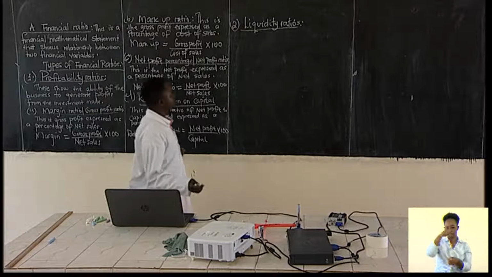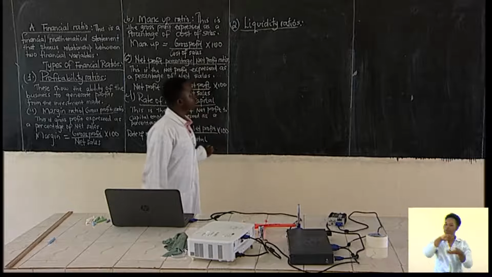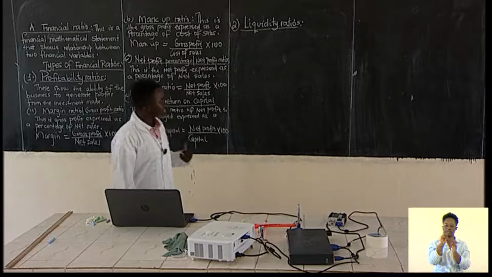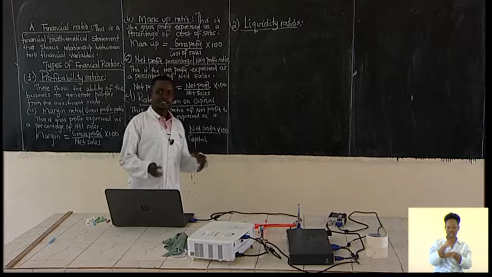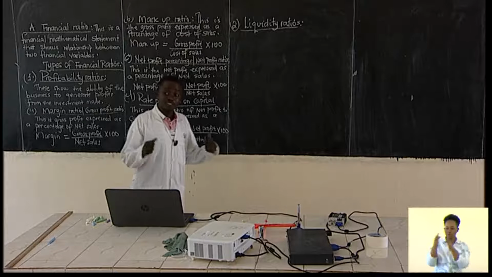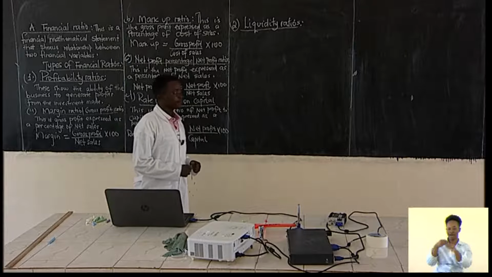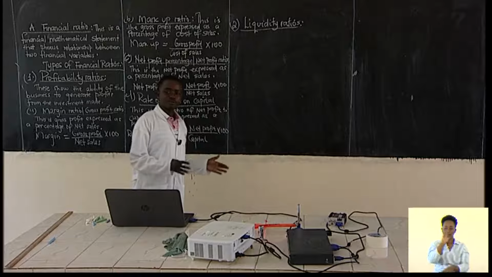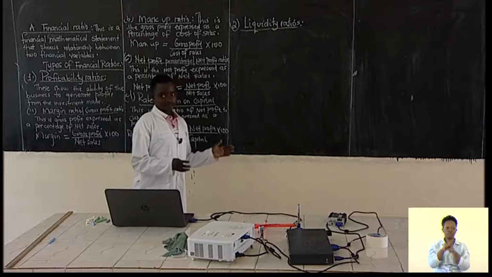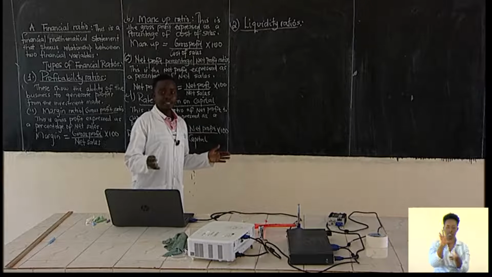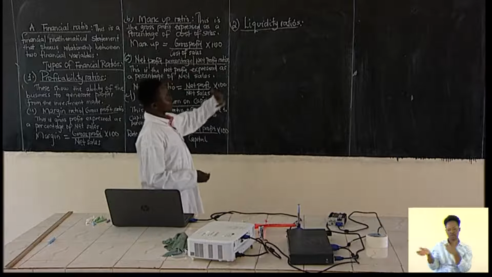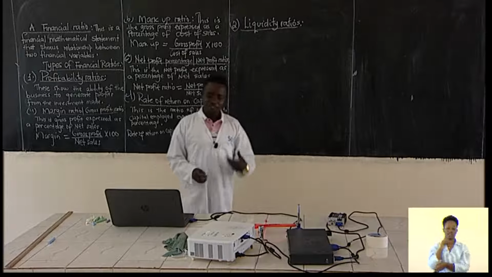What is liquidity, for those who do economics? Liquidity is the ease with which assets can be turned into cash. So with these liquidity ratios, we are looking at liquid assets. How do you get liquid capital? Liquid capital is equal to the sum of current assets minus closing stock.